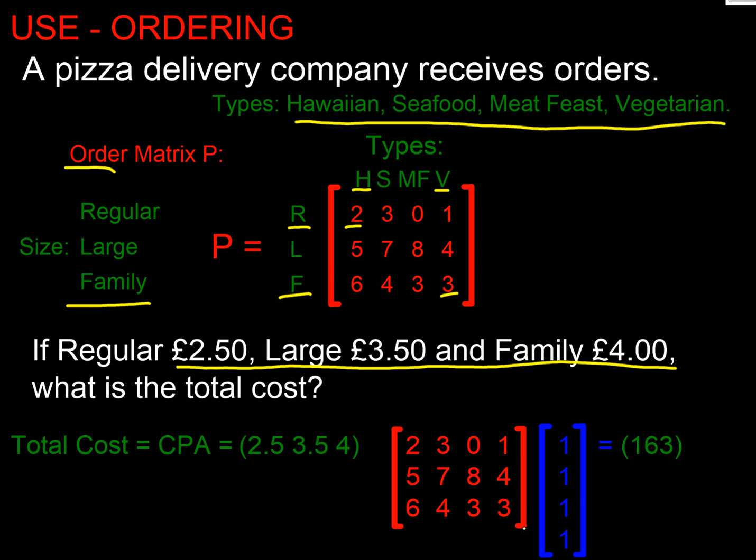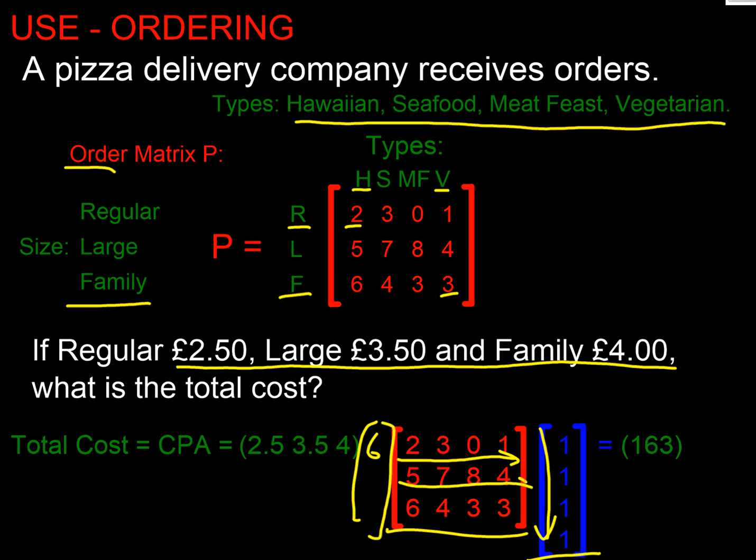And if I wanted to know how much that lot cost me, and I knew that a regular cost me £2.50 to make, and a large cost me £3.50, and a family cost me £4, what would my total cost be? Well, there's my matrix. First thing I want to know is how many of each size I've sold. Well, I can do that by multiplying this by this vector here, 1, 1, 1, 1. So using the rules of matrices, I multiply those 4 numbers by those 4 numbers, and that would tell me that I've got 2 plus 3 plus 1, I sold 6 regulars. And for the next one, if I did 5, 7, 8, 4 by the 1, 1, 1, 1, it would tell me I've got 24 large pizzas I'd sold.